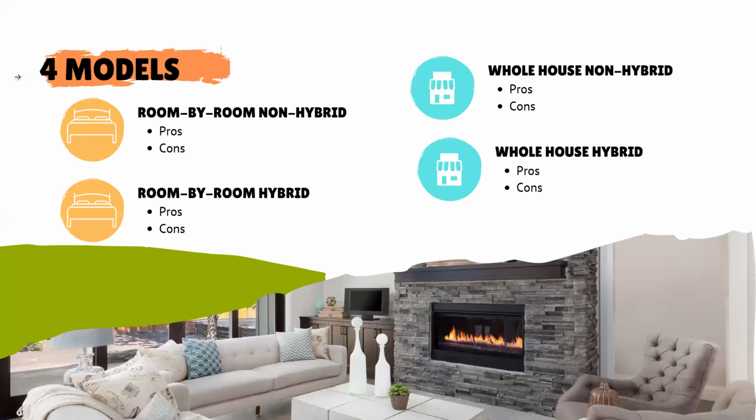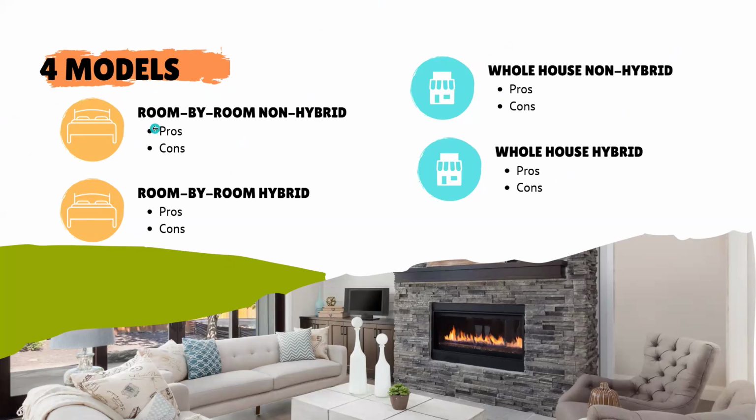Hopefully you can see my presentation. Okay, 4 models of midterm rentals. You have a dividing line. You have a whole house rental, or you have a room by room or co-living rental. With a room by room, you can have room by room non-hybrid and room by room hybrid, and whole house hybrid and whole house non-hybrid.